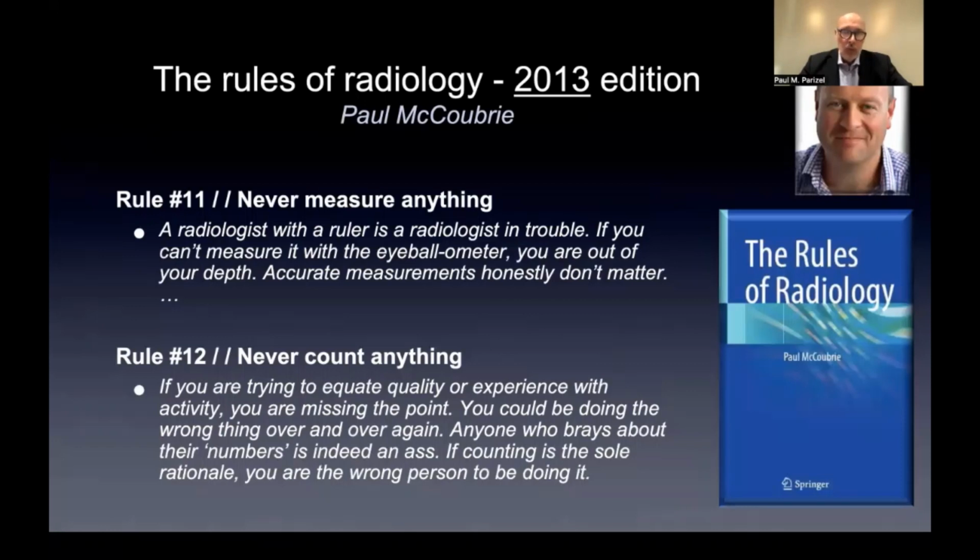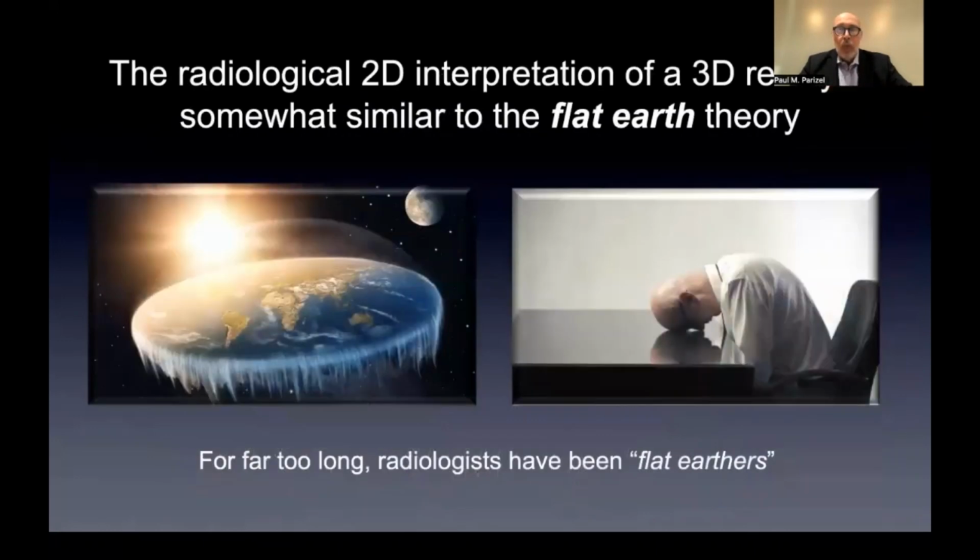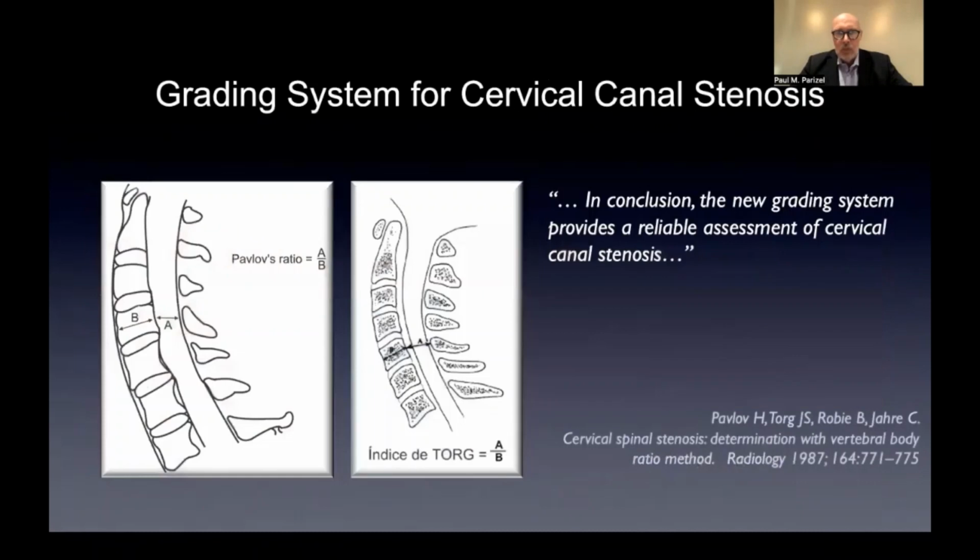So why is that? Why do radiologists not like to measure things, not like to bring numbers in their reports? It's probably because the radiological 2D interpretation of a 3D reality is somewhat similar to the flat Earth theory. And for far too long, radiologists have been what I would call flat earthers. Now, in the days of conventional X-ray, that was fairly easy to understand.